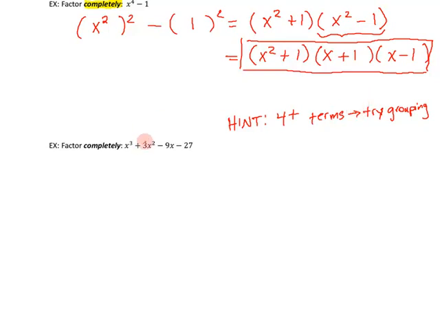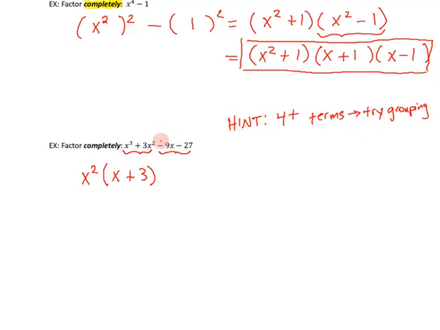In this case, I have 4 terms, so let's group them together. Let's factor these and factor these by pulling out the greatest common factor. And remember, when you factor by grouping, you're looking for the GCF in each pair, and then you look for a GCF in the result of that. So first of all, what's the greatest common factor of x cubed plus 3x squared? That would be an x squared that I can pull out of both of them, and leaves me with an x plus 3.